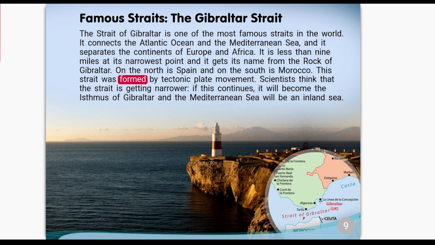This strait was formed by tectonic plate movement. Scientists think that the strait is getting narrower. If this continues, it will become the Isthmus of Gibraltar, and the Mediterranean Sea will be an inland sea.